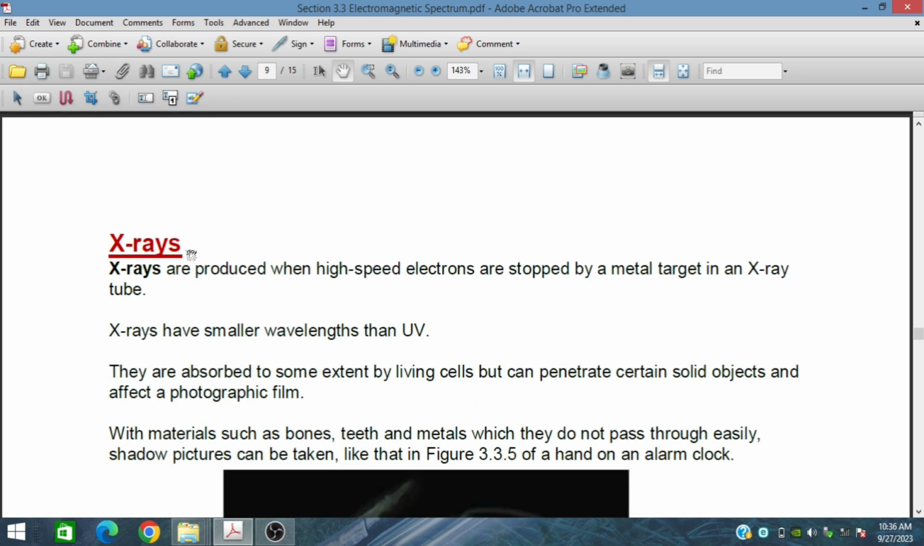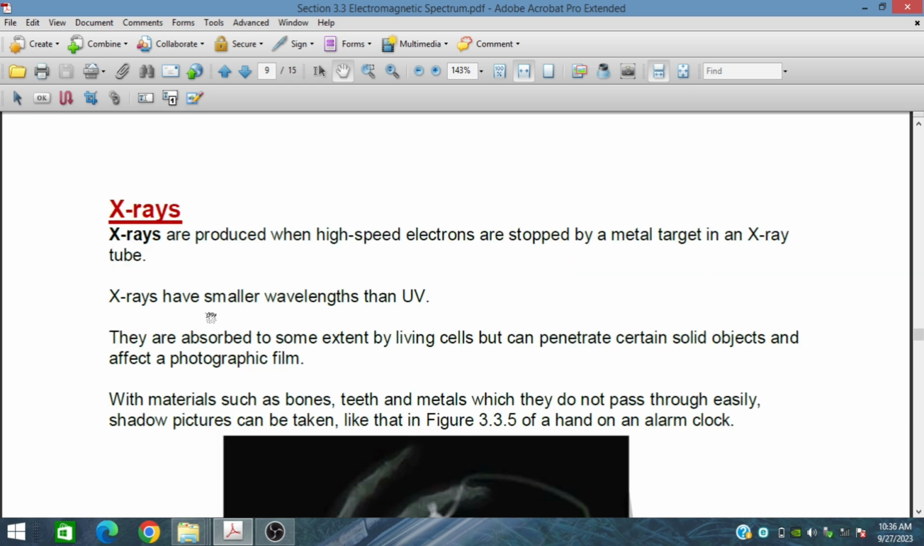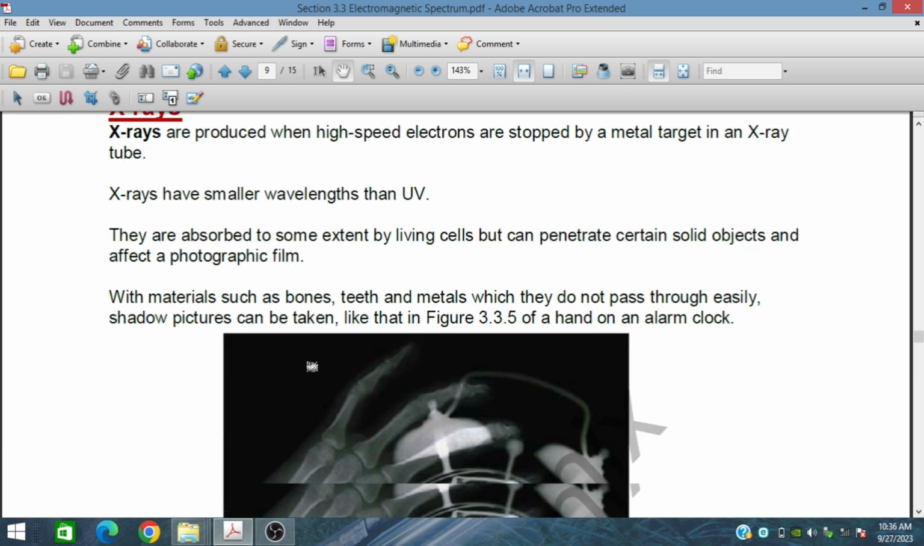Similarly, X-rays are produced when high-speed electrons are stopped by a metal target. When high-speed electrons strike a metal target, X-rays are produced. X-rays have a smaller wavelength than UV, but higher energy and higher frequency. They are absorbed to some extent by living cells, but they can penetrate certain solid objects and affect a photographic film like this.